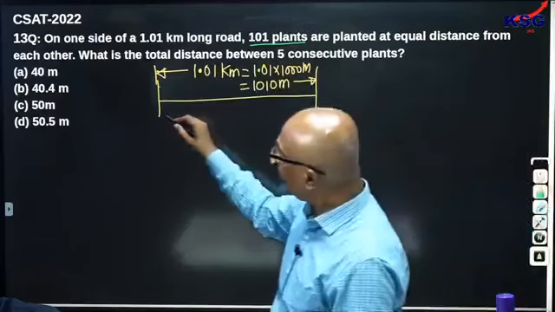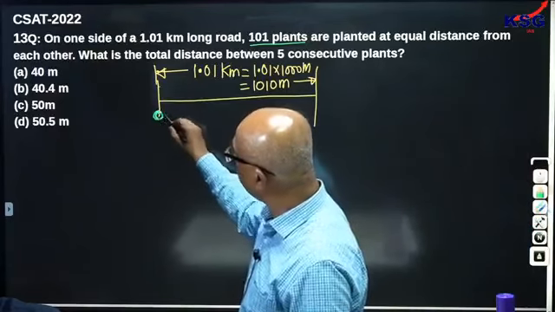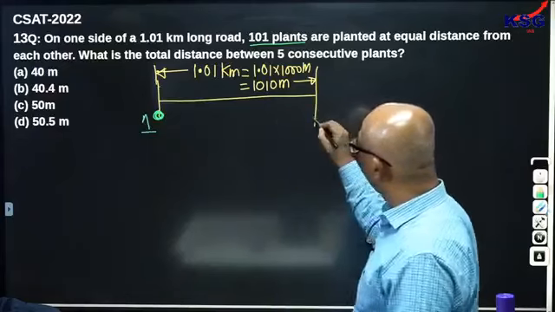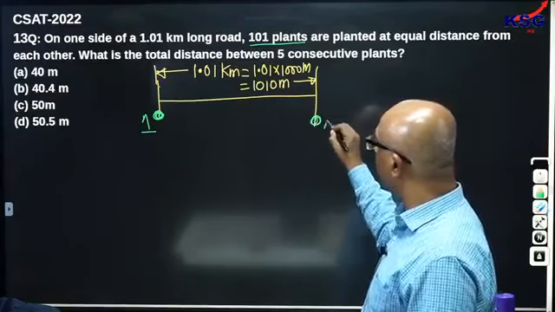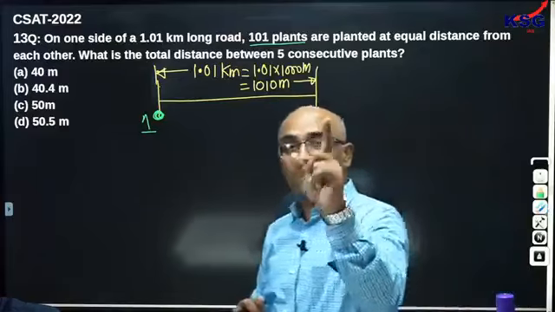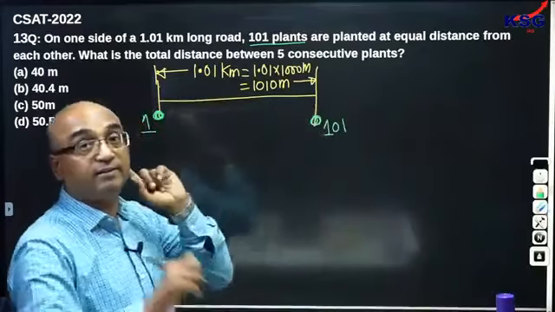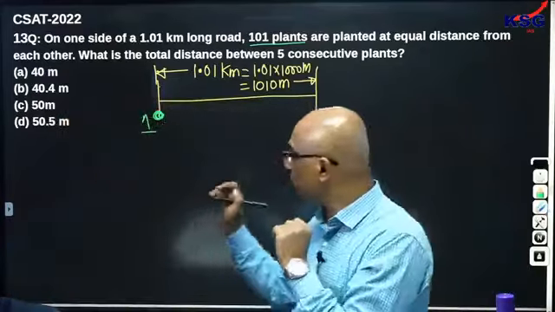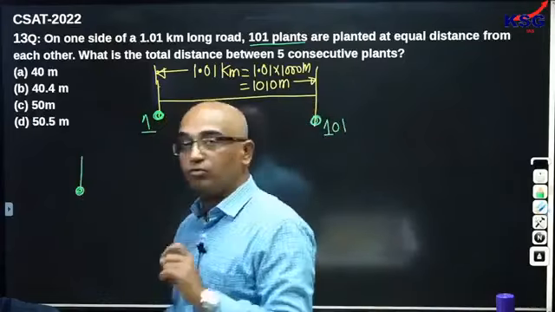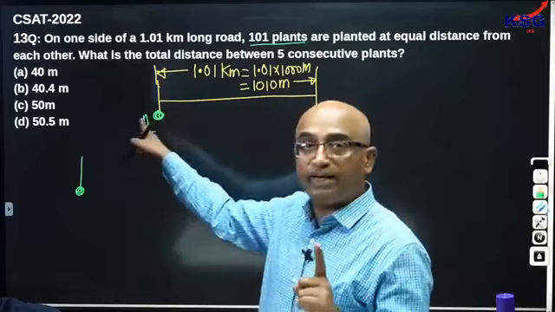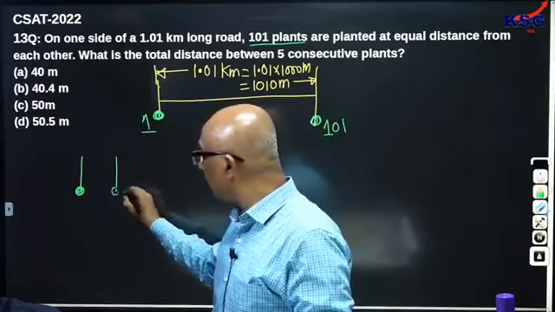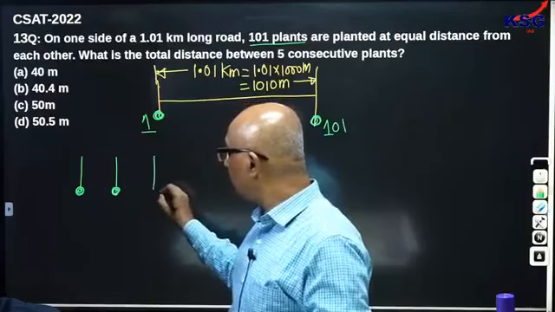Students, obviously the first plant will be planted here, and the last plant will be planted at the end. So 101 plants. Please wait and see the problem in this question. Imagine you are a gardener. You will first plant at the beginning of the road. The second plant you will plant like this. Third plant, look carefully.